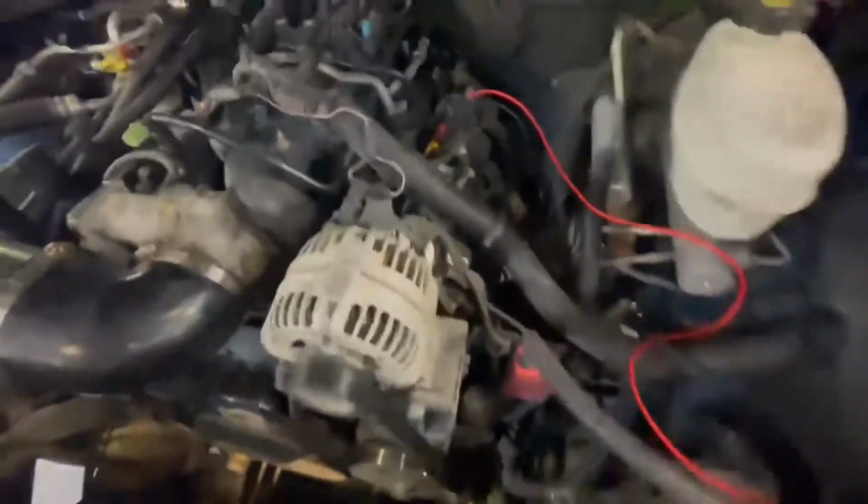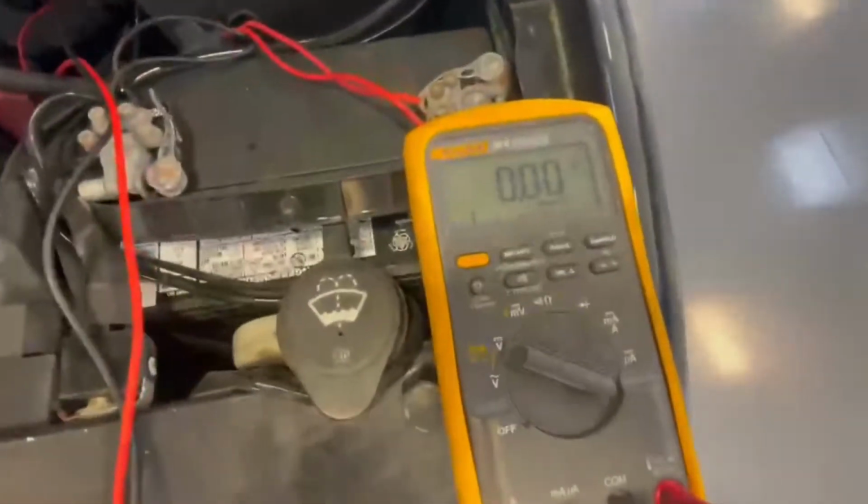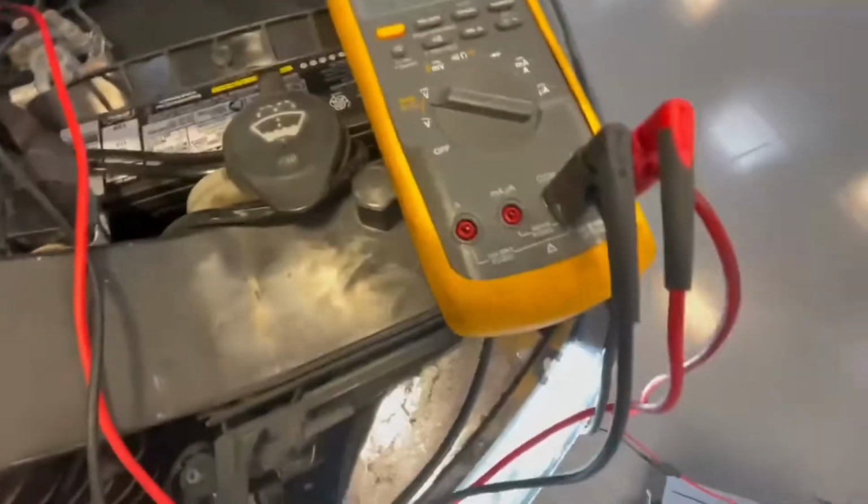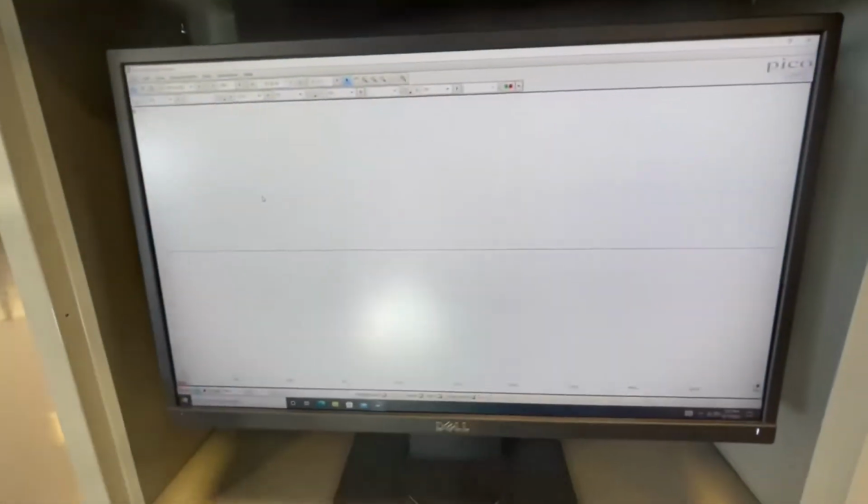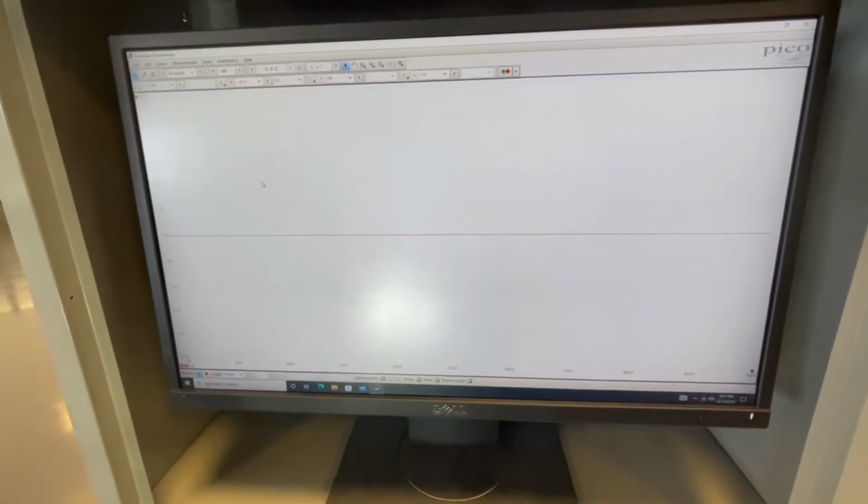Okay, so currently we have our voltmeter on and we have leads plugged into cylinder number 3 for that fuel injector, which is right there. Currently with key on, engine off, you're reading 0 volts. We also have our Picoscope hooked up, which is also showing no voltages at all.